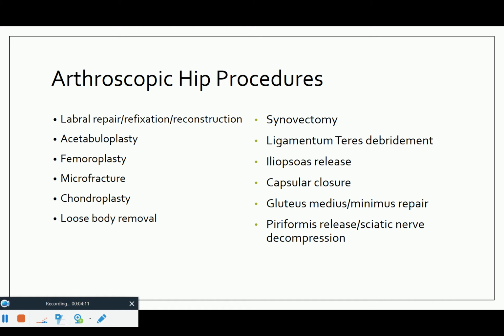Microfracture procedures and chondroplasties, those are two procedures that deal with chondral defects. There are also some weight-bearing restrictions that go along with those. Of course, there can be loose body removal if there's free-floating cartilage in the hip socket. You can also do things like synovectomies. The ligamentum teres, a very important structure, sometimes gets frayed. They can debride that. And then you have your muscular and capsular procedures, as you can see listed here.